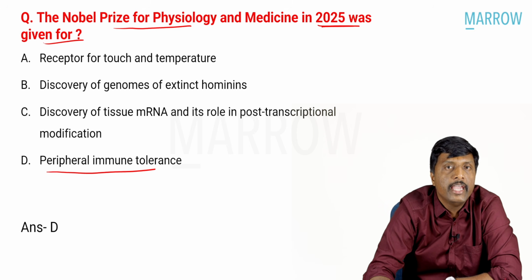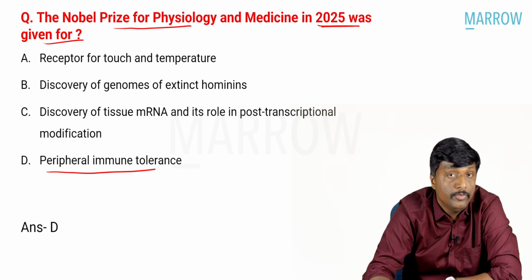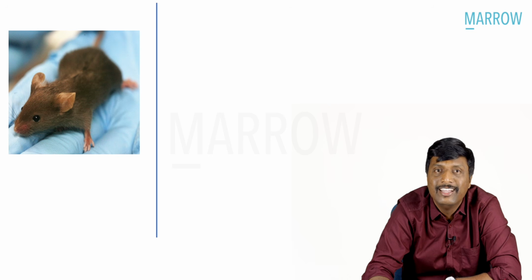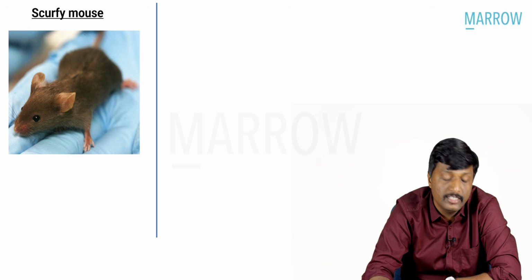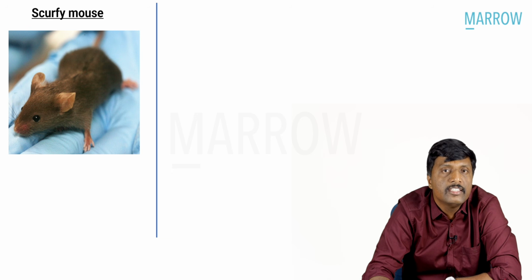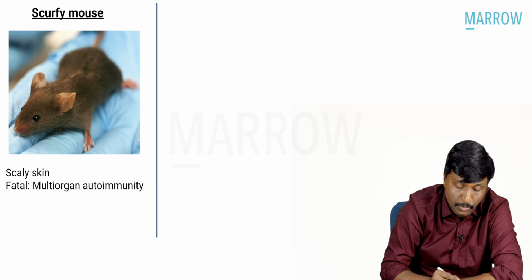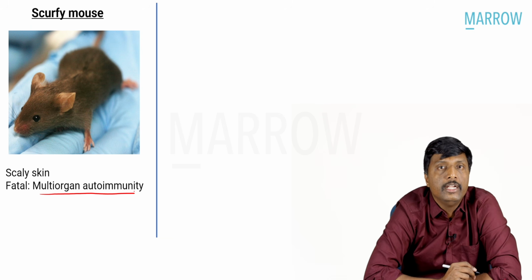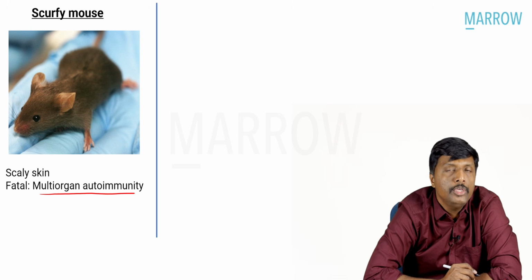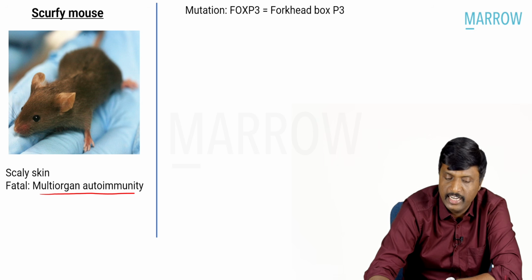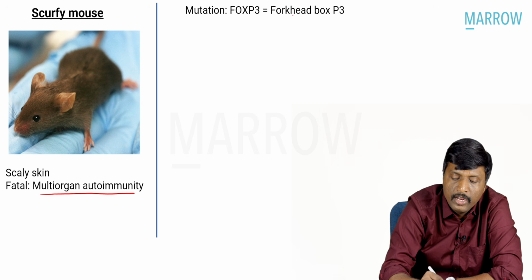Why? What is the basis behind this? You need to understand, because a lot of future questions will come from this Nobel Prize area. What is this peripheral immune tolerance, sir? It all starts with this mouse. What is this mouse called? Remember, scurfy mouse. What is the meaning of scurfy, sir? It is an important skin disease, with lots of dry scales on the animal's skin, and it also died due to fatal multi-organ autoimmunity. So there is development of autoimmunity because of a particular mutation. What is that mutation, sir? It is seen in FOXP3, forkhead box P3.